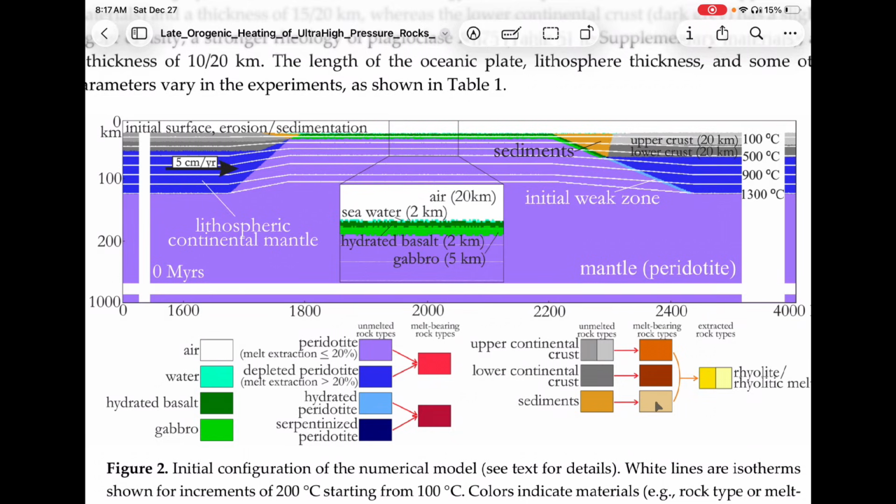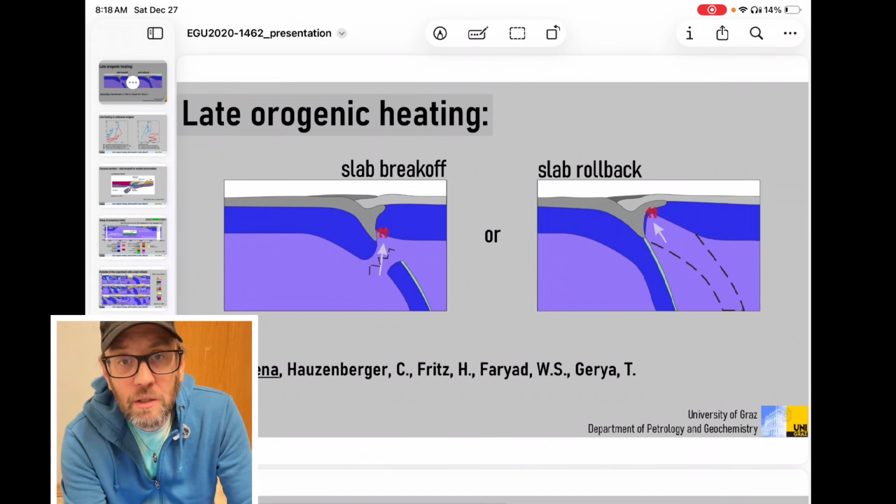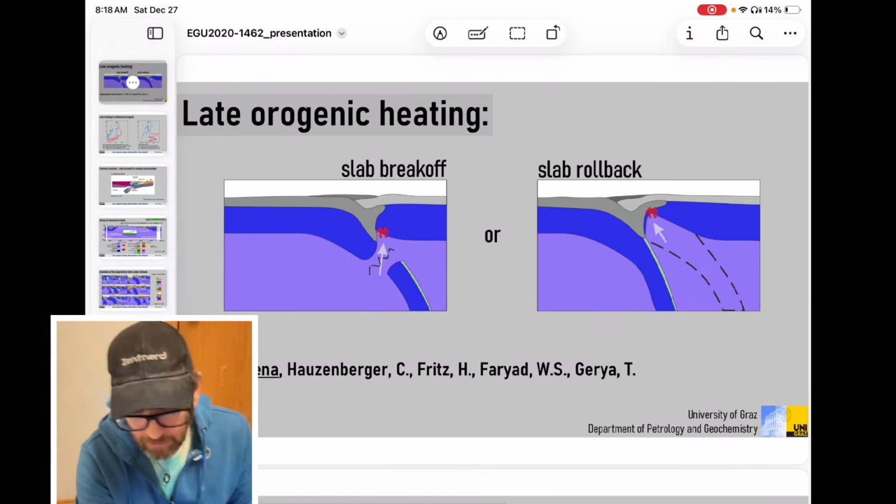So sediments being melted, does that mean that it's being turned into magma, or does that mean that it's being turned into a metamorphic rock? I mean, then it also has these melt-bearing rocks turning into rhyolite. So perhaps that means that these are actually fully being melted and becoming magma that becomes rhyolitic lava.